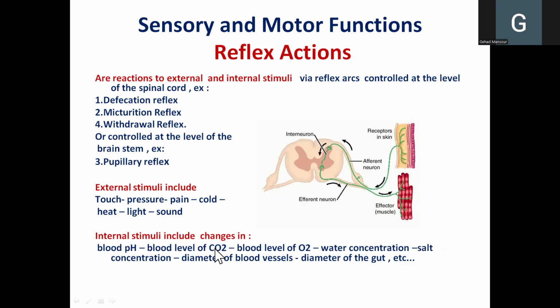This is a reflex that has an internal stimulus that stimulates an internal receptor in the wall of the blood vessels, and whose center is not the spinal cord, but the medulla oblongata. You have here the rest of the internal stimuli, like a change in the diameter of the blood vessels, vasoconstriction, vasodilatation, diameter of the gut, constriction, relaxation, and so on.